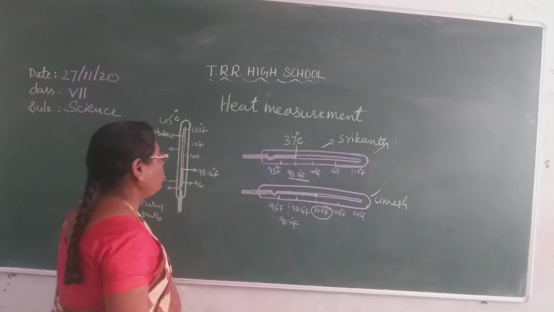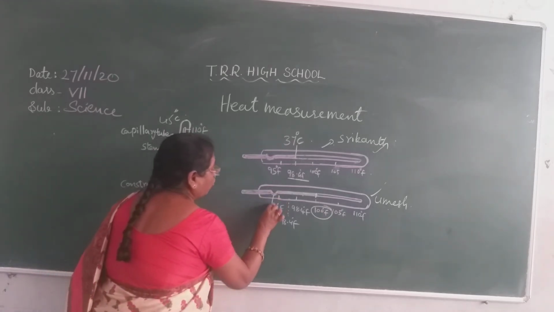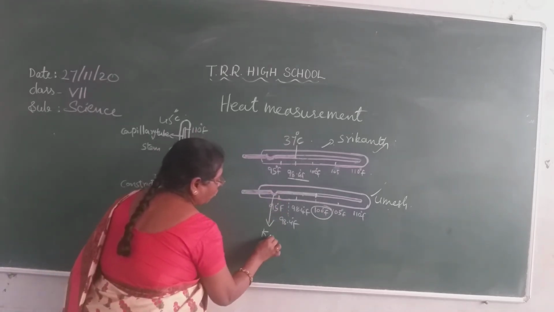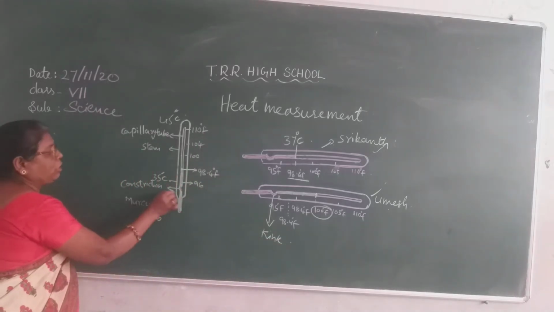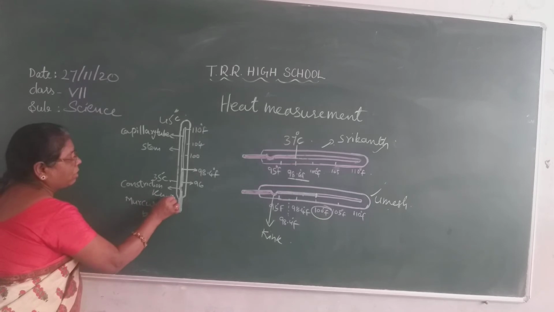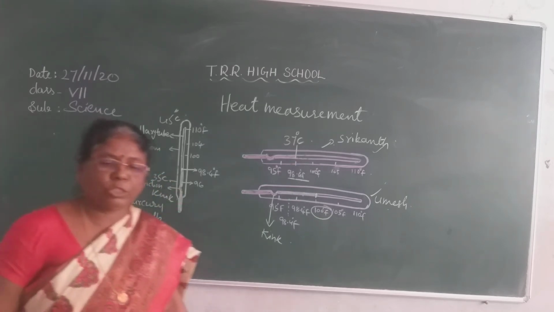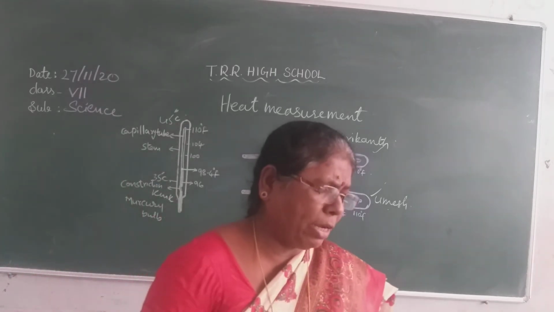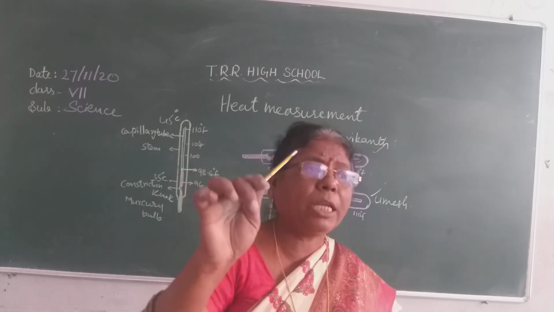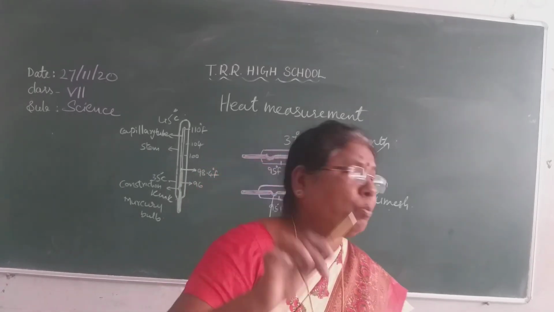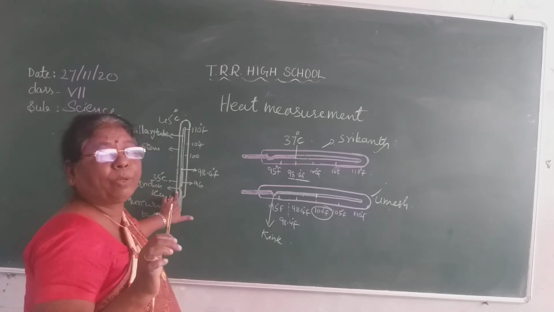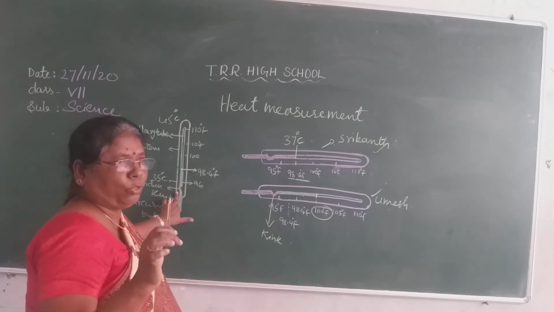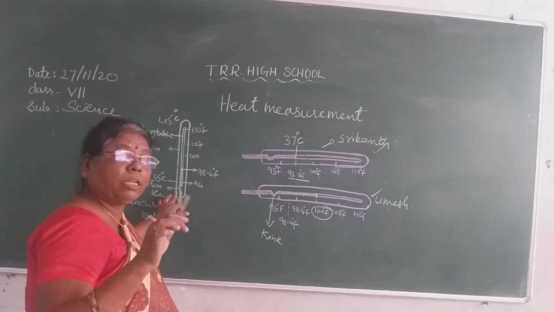Now, coming to what is the use of this? This is called a kink, or constriction. What is the use? See, this kink prevents the falling of mercury. The kink prevents the falling of mercury immediately after measuring.